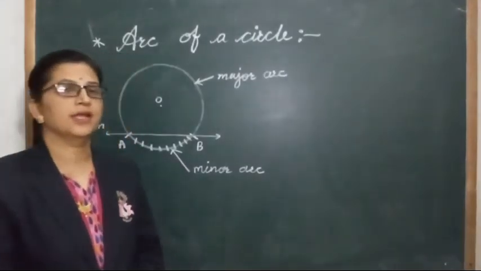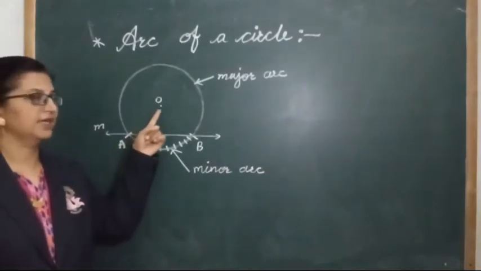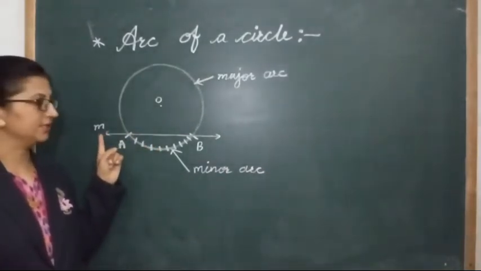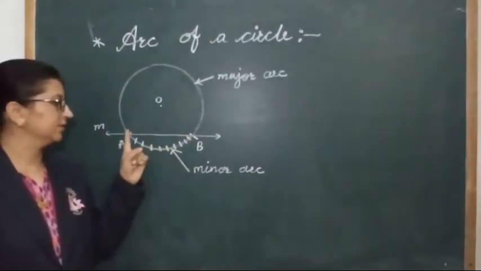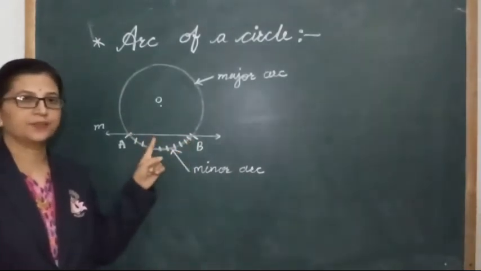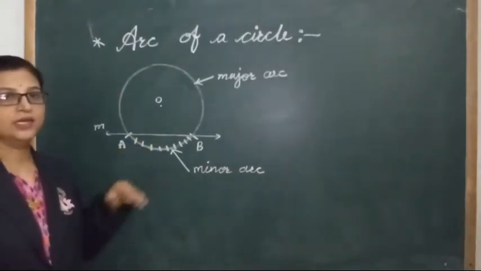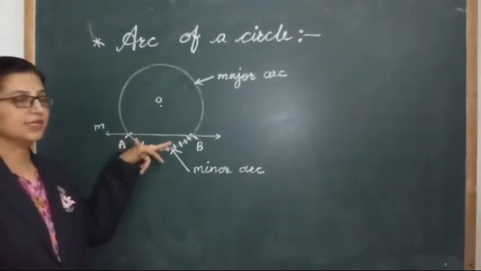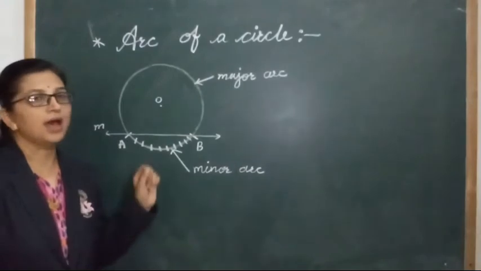Now, we are going to study the arc of a circle. Here, in the circle with center O, there is a secant N intersecting the circle at points A and B. Points A and B are common to the secant as well as to the circle. Due to this secant, the circle gets divided into two parts, and each part, consisting of these common points and a part of the circle, is called an arc.